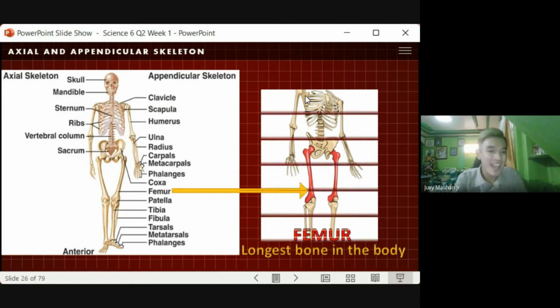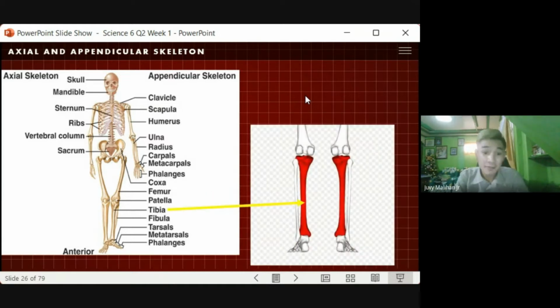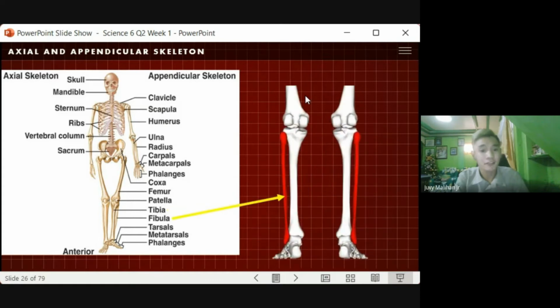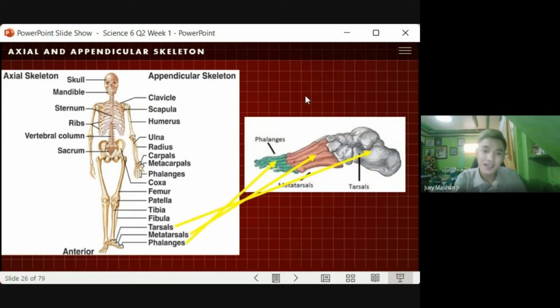Okay, next we have the patella. So that is our kneecap. Alright, and we also have the tibia and the fibula. Now, they are close to each other, as you can see. And of course, we have the tarsals, the metatarsals, and the phalanges of our feet. So here are our tarsals, class. And above that, we have the metatarsals and the phalanges. Okay? So again, these are the different parts of our axial and appendicular skeleton.